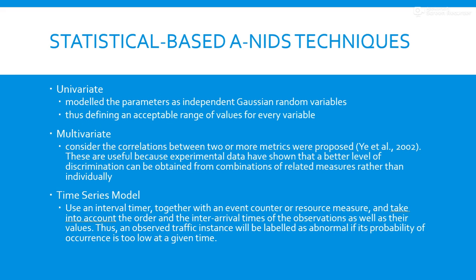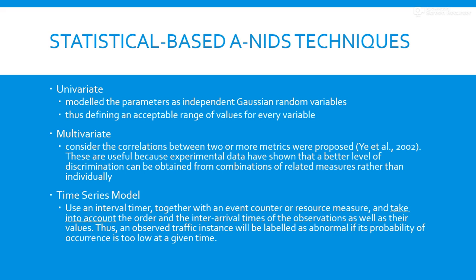The earliest statistical approach, both for network-oriented and host-oriented IDS, uses the univariate statistical model, which models the parameter as independent Gaussian random variables and then defines an acceptable range of values for every variable. The simplest statistical test is to measure the mean and standard deviation of a parameter over some historical period.